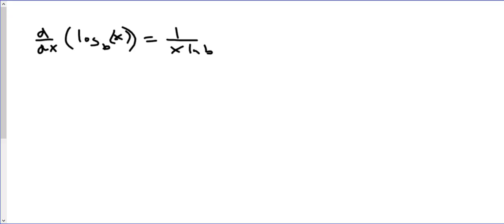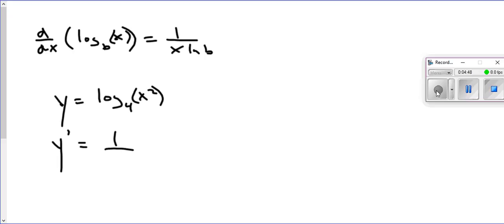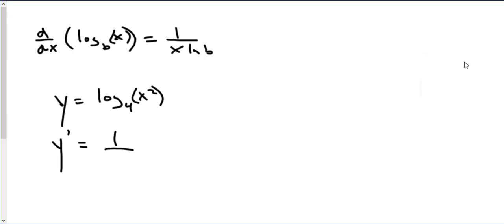So if we would have a problem like y equals log base 4 of x squared, once again, you have to use the chain rule. Take log base 4, that would be 1 over x squared in the bottom, and make sure you multiply by the natural log of 4, which is the base. Then we multiply by the derivative of the inside function, x squared, which is 2x, to finish the chain rule.